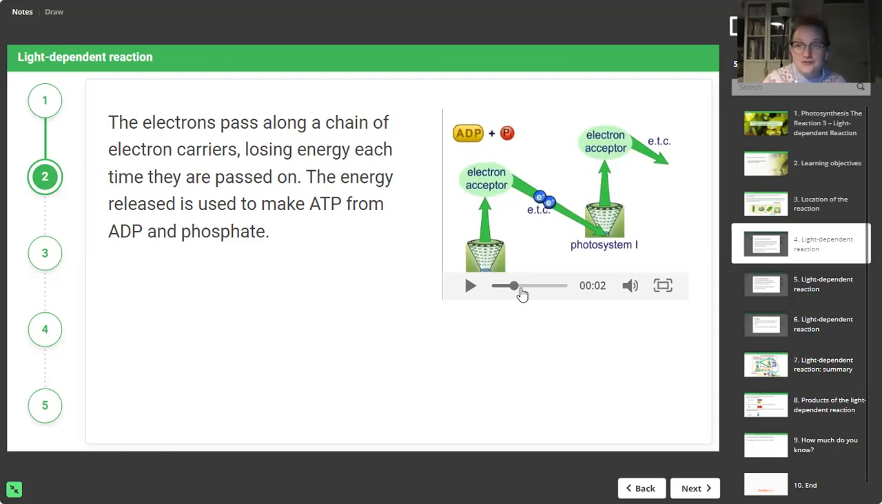And that is that photophosphorylation that we spoke about. So ADP and that inorganic phosphate receive the energy that has been released from those electrons along that electron transport chain. ADP and the inorganic phosphate are able to bond together, and therefore ATP is formed.